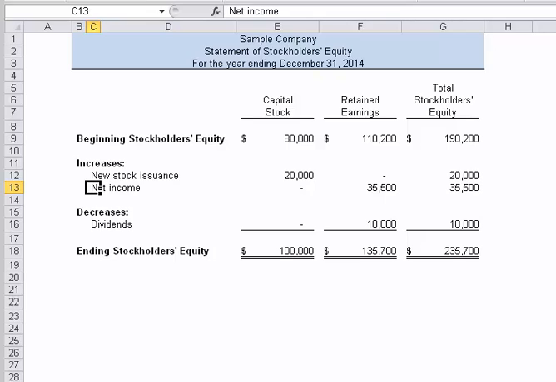Okay, now the screen jumped and you get to see the second primary financial statement. It's the statement of stockholders' equity. And again, we have the company name as the first line of the statement. The second line is the name of the statement and then the period it covers. In this case, we're talking about the year ending December 31st, 2014.